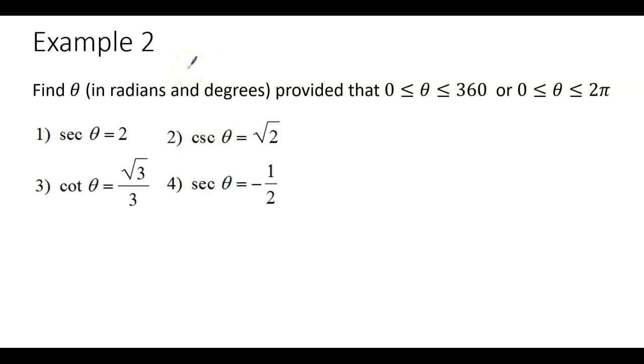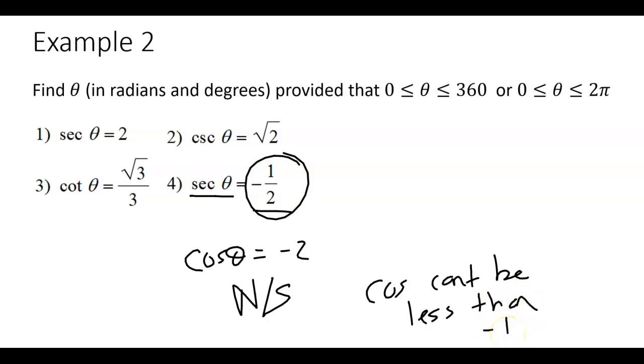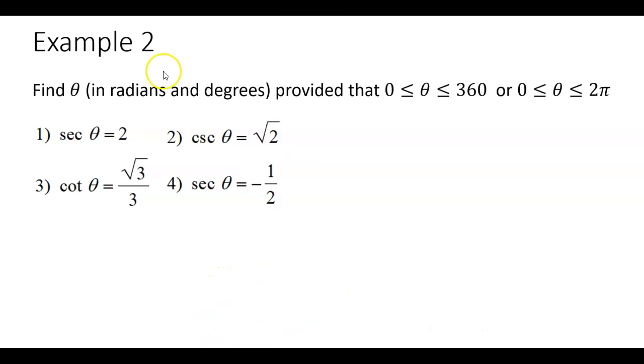Secant. So take the reciprocal of both sides. The reciprocal of secant is cosine. And the reciprocal of negative 1 over 2 is negative 2 over 1, which is just negative 2. But this has no solution because, as you guys know, cosine can't be less than negative 1. It's got to be between negative 1 and positive 1, so that's a no solution. Okay? Let's go ahead and have you guys try one of these.